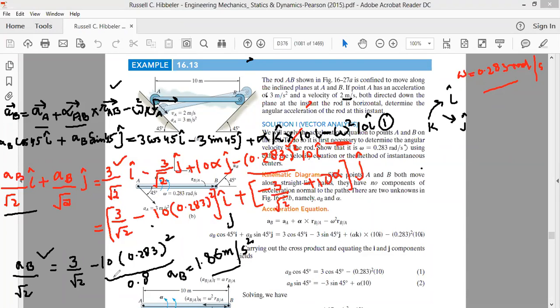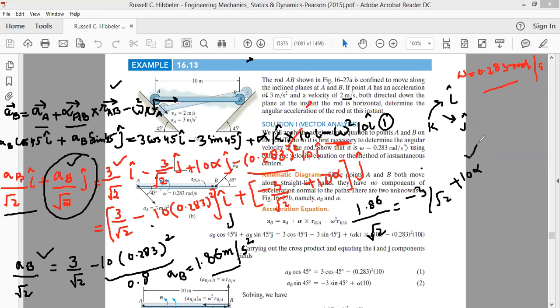Now we will balance the J components. Once we balance the J components, we have acceleration of B by under root 2. We know acceleration of B is 1.86, so we'll write 1.86 divided by under root 2 is equal to minus 3 by under root 2 plus 10 times alpha. From this formula we'll get the value of alpha, let me perform it.